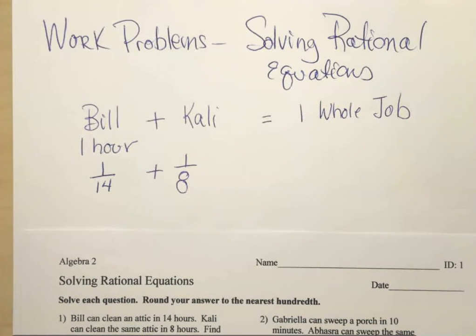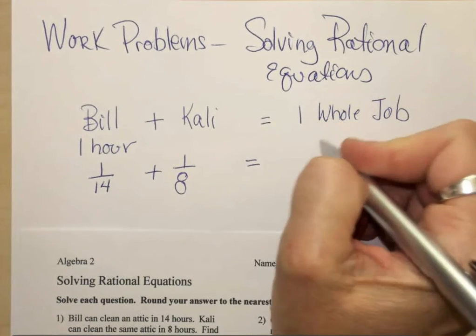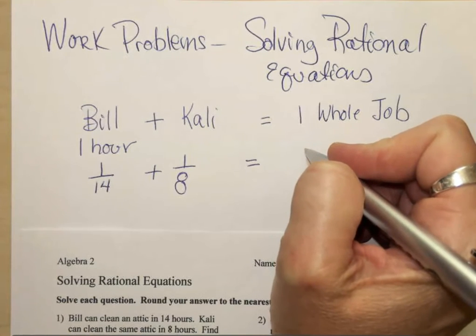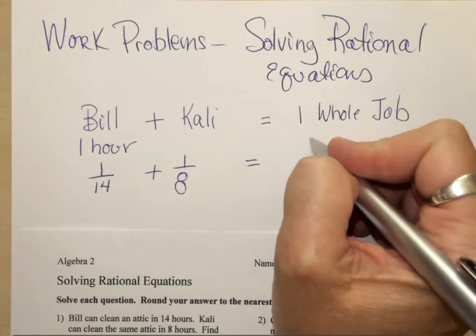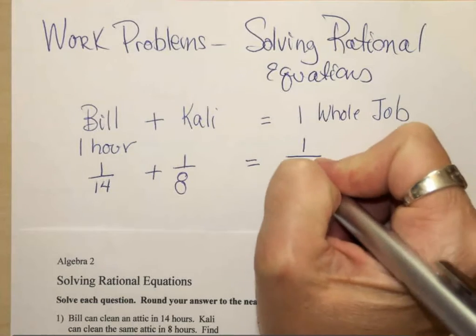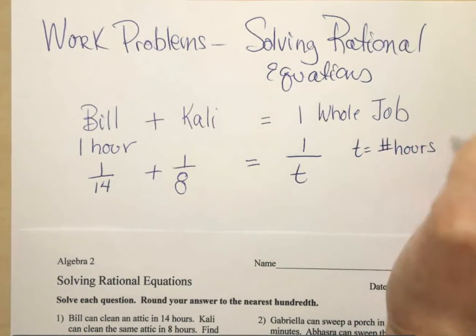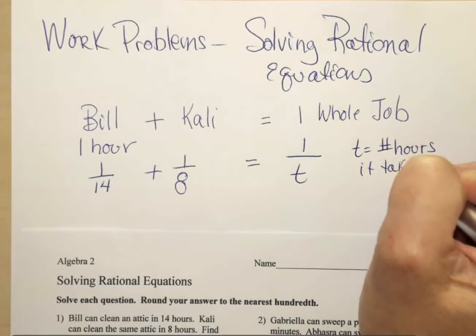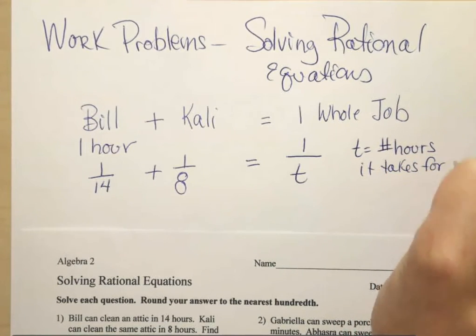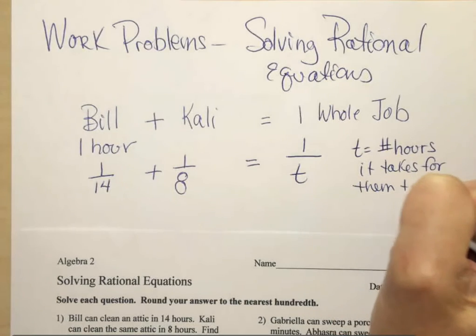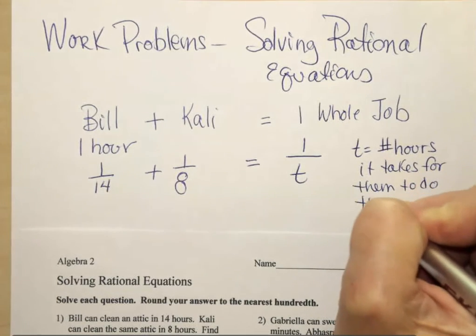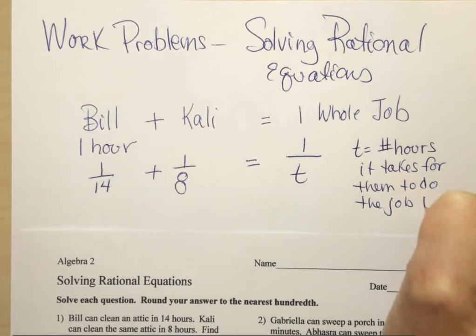Now, if they were working together, we don't know how long it would take them, but if it took them 2 hours, they would do half of the job in 1 hour. If it took them 3 hours, they would do a third of the job. So we're going to put 1/t, and t equals the number of hours it takes for them to do the job together. Keyword there is together.